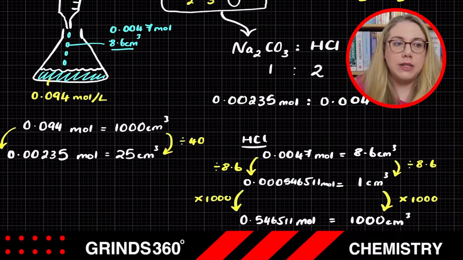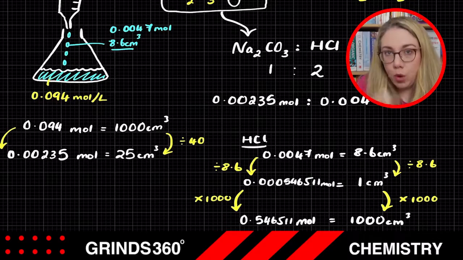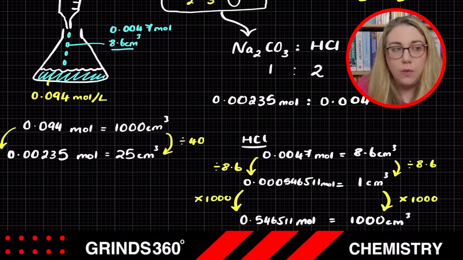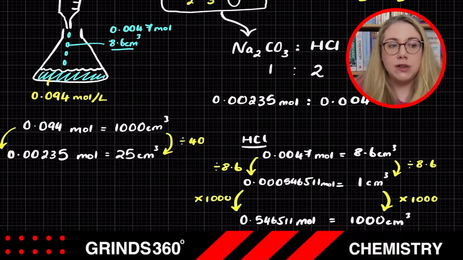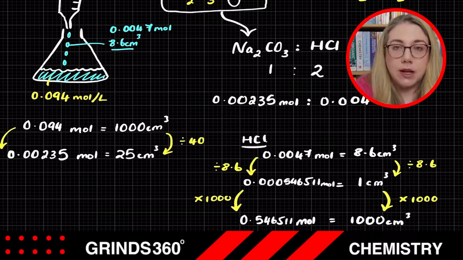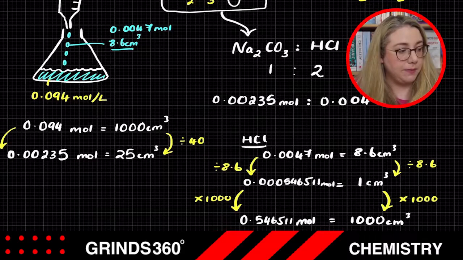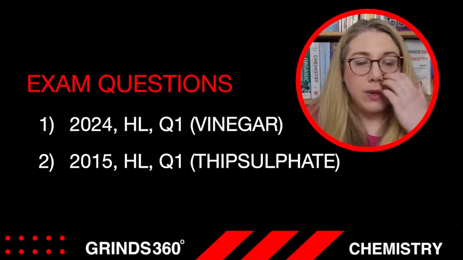And that's how we're going to use this idea of the ratio of solute to solution to work from one reagent whose concentration we know to another reagent whose concentration we don't know. Now, that's the basic idea of concentration. Now, we're going to apply what we have just learned to a couple of exam questions. We're going to do 2 of them.